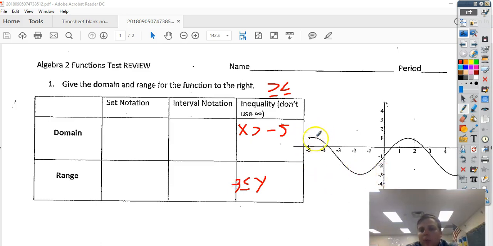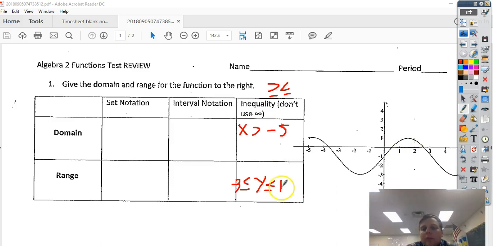I know there's an open circle right here, guys, but don't fret. I'm going to explain it. Alright, but the -3 for y is coming from a closed circle. So y is greater than or equal to -3, but y is less than or equal to 1, because the highest y value I ever get is 1.